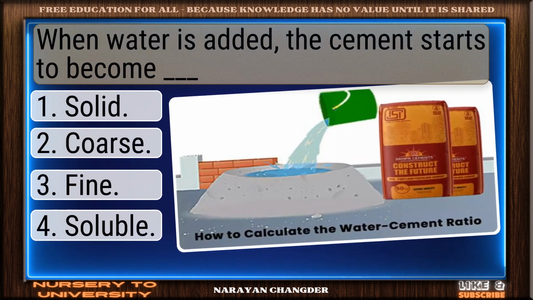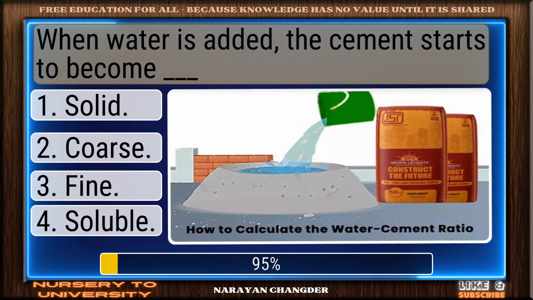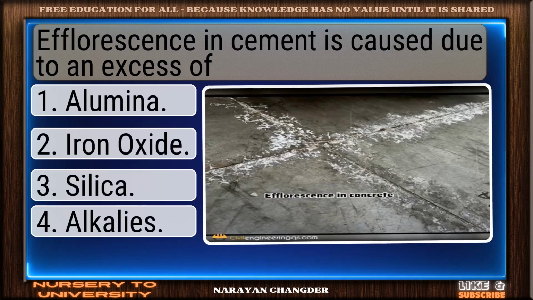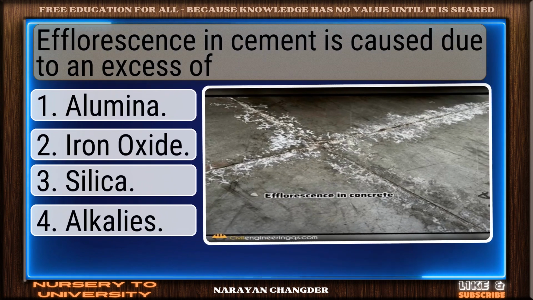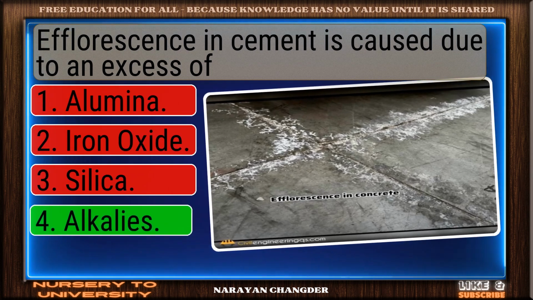When water is added, the cement starts to become dash. Smart pick. Solid is the correct choice. A fluorescence in cement is caused due to an excess of. On track. Alkalis is the correct answer.